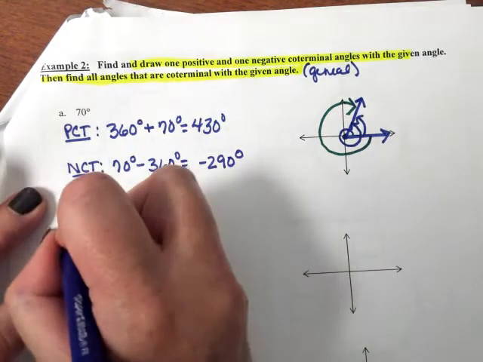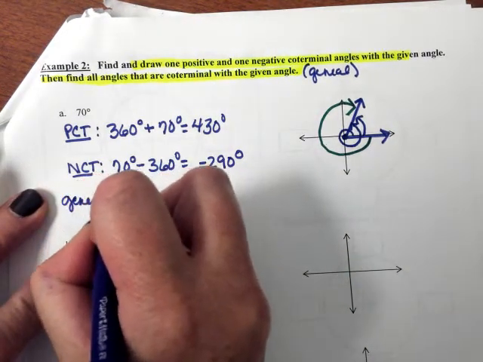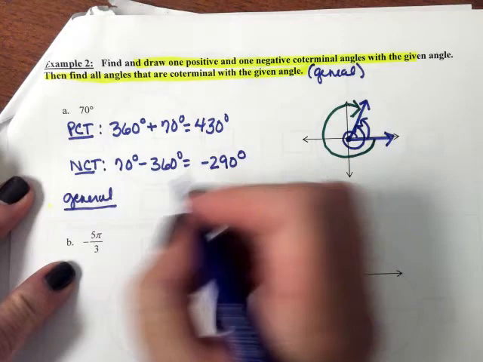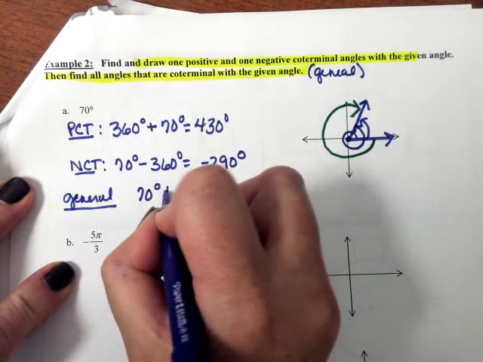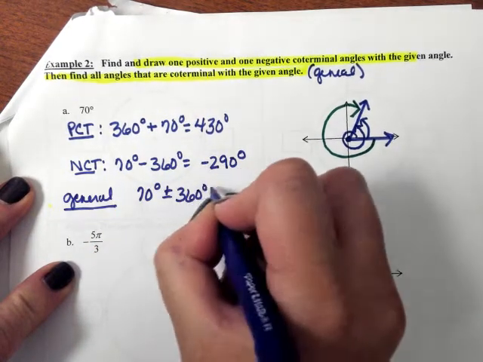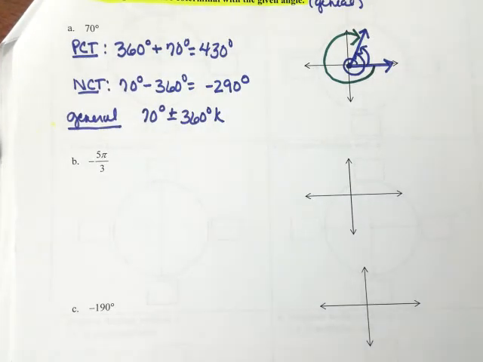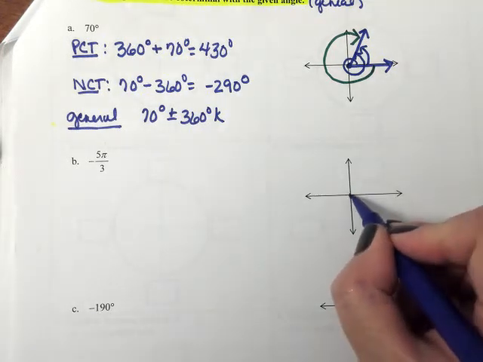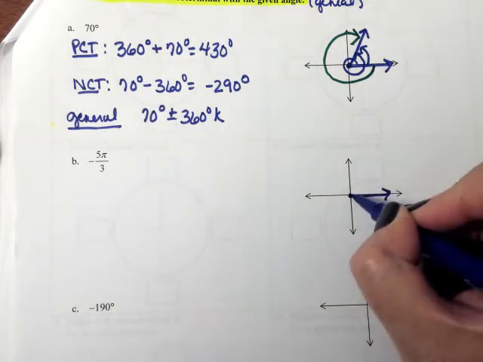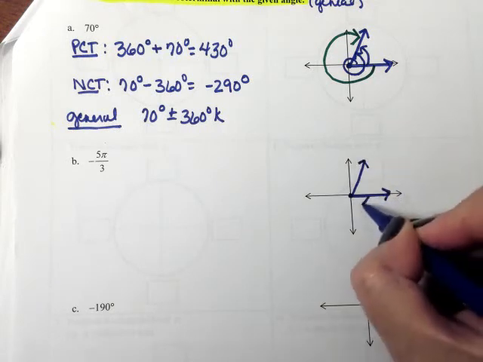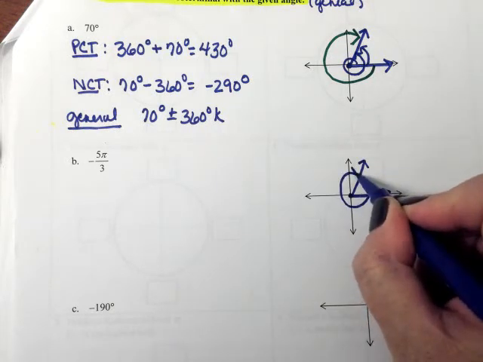My generalization, or the formula to find all of the coterminal angles, I'm going to take 70 degrees plus or minus 360 degrees times k. So now negative 5 pi over 3. Again, I'm going in the negative direction. So that's going to land me all the way up here in quadrant 1.